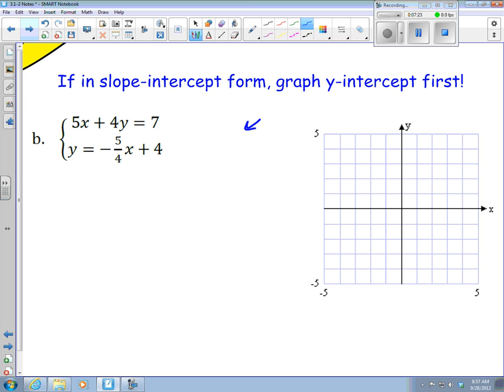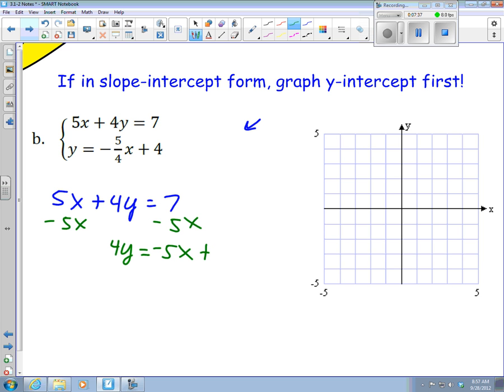So let's take 5x plus 4y equals 7. First of all, subtracting 5x from both sides: 4y equals negative 5x plus 7. We're not done yet. We're going to have to divide everything by 4. And I get y equals negative 5/4 x plus 1.75 roughly. Well, exactly, actually.